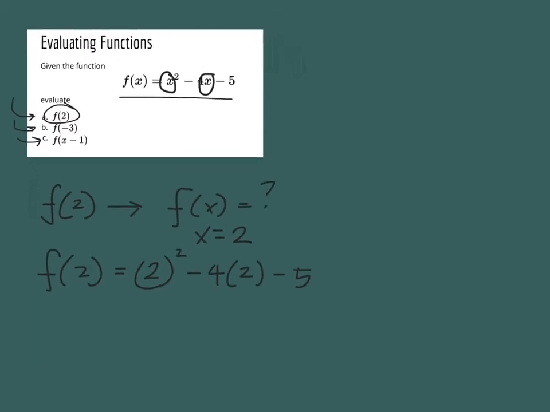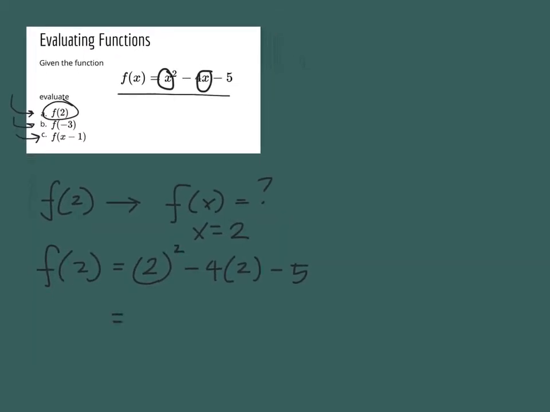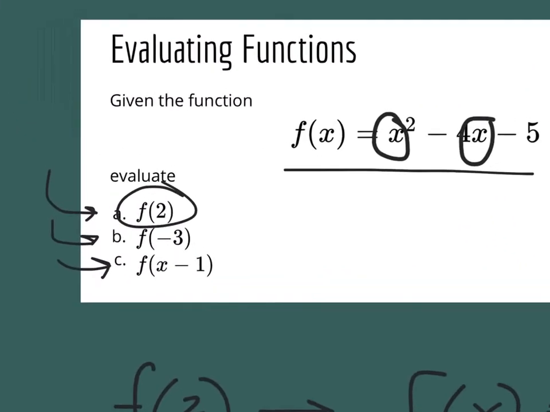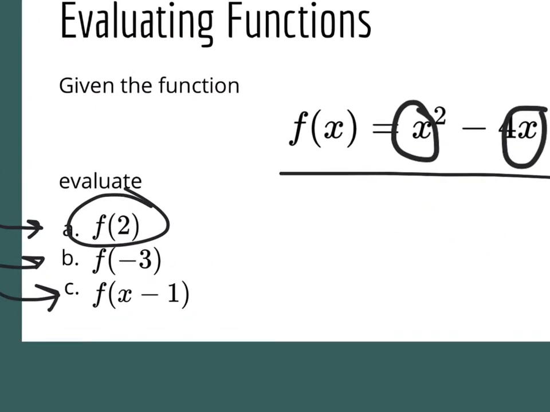Okay, and with that, 2 squared is equal to 4. 4 times 2 is 8, and then minus 5. Work with the numbers correctly. 4 minus 8 is negative 4, and then minus 5. Negative 4 minus 5 together will be negative 9. So the value of f of 2 is equal to negative 9. So that's how we evaluate a function. We find its value at a specific value of x.